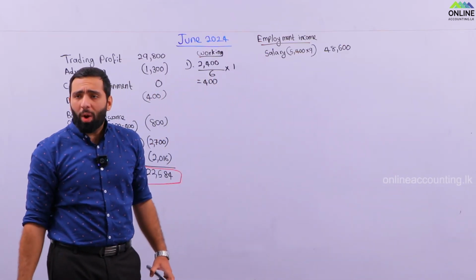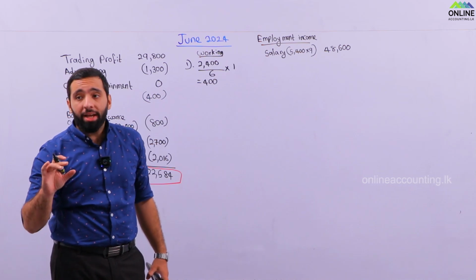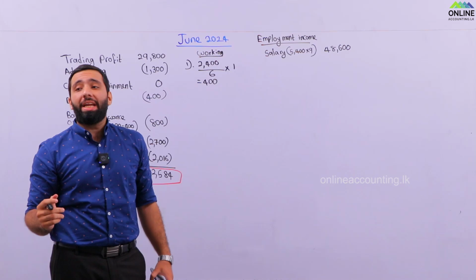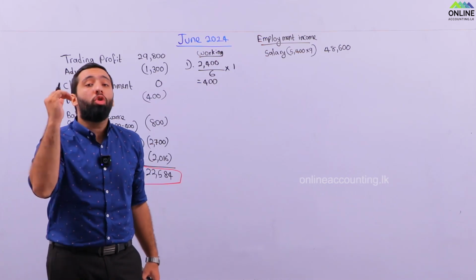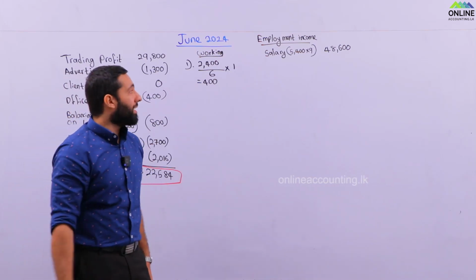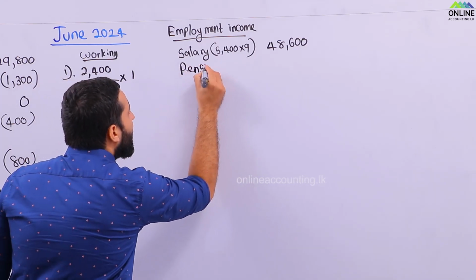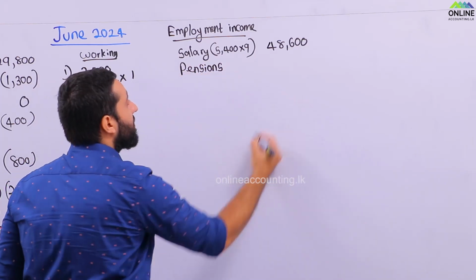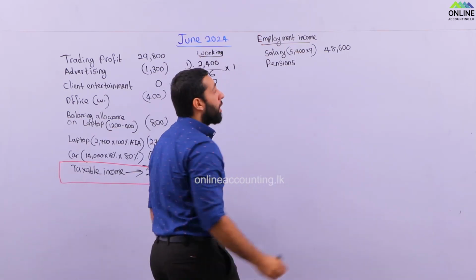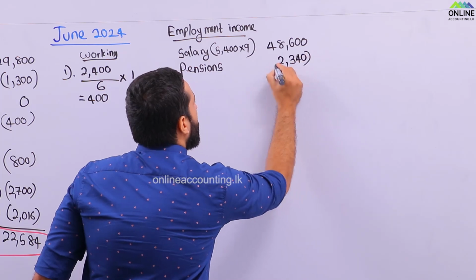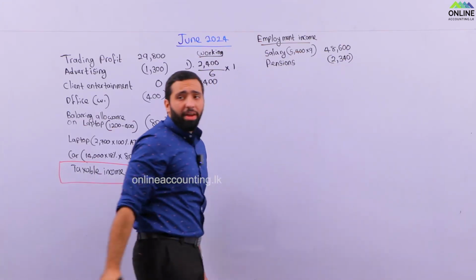And then what else? Yes, during the period D contributed a total of 2,340 into CPLC's occupational pension scheme. It is given in the question. Yes. So the pensions, you can definitely reduce this. Pensions, how much is the value? 2,340. And then what else?